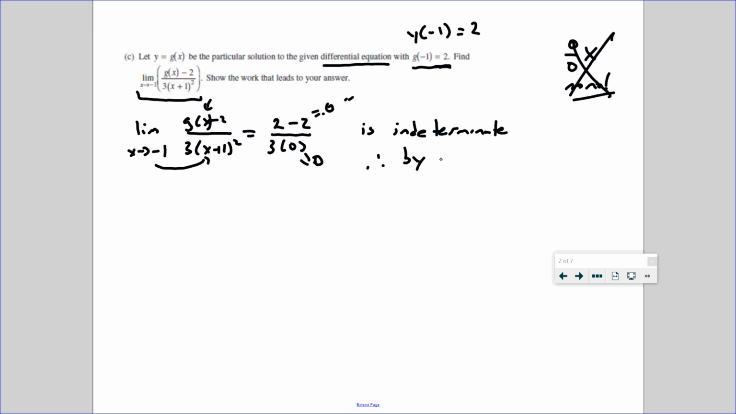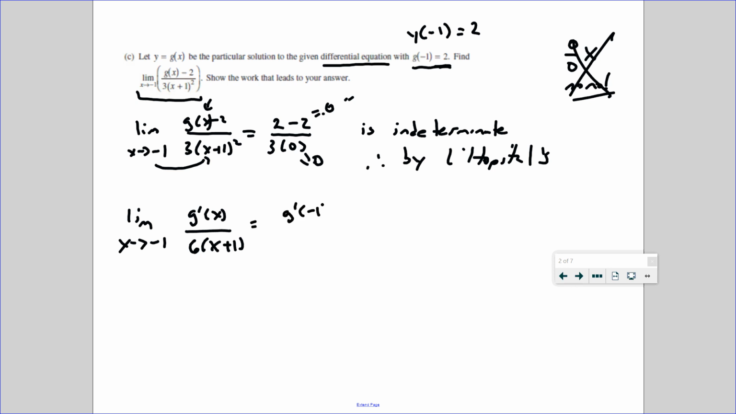Therefore, by L'Hopital's rule, we now take the derivatives. The limit as x approaches -1, take the derivative at the top, we get g prime of x. On the bottom, we're going to get 6 times x plus 1. And if we do this real quickly, we're going to get g prime of -1 over, and of course the bottom here is 0. We just got to find out what g prime of -1 is.